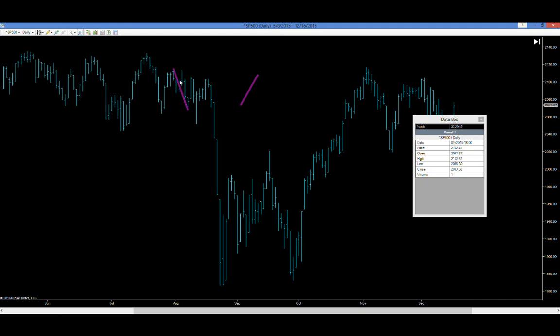Now if you look at this, notice how the price bars respect this. Only in one case does it cut the line. Notice this bar hits the line. This bar hits the line. This bar opens on the line. You see that? That's respecting that support and resistance.